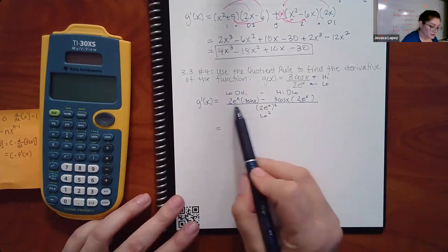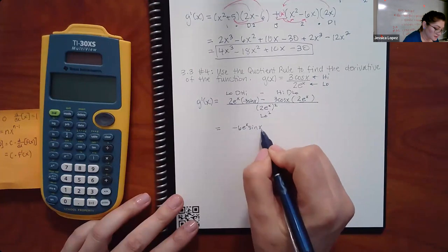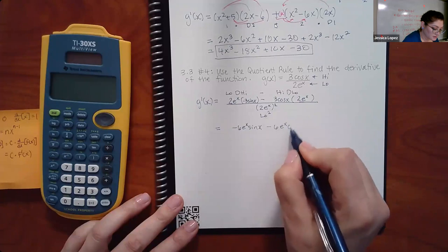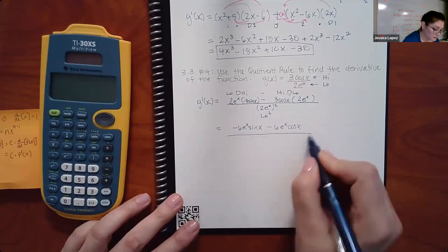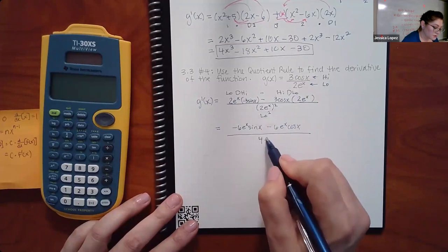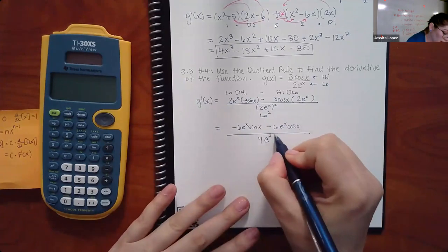And so when I multiply these two guys, I get negative 6 e to the x sine x. And when I multiply these two together, I get negative 6 e to the x cosine x all over. And when I square this, I get 4. But here's the tricky part. What do you get when you do e to the x times itself? Because when you multiply bases and exponents, what do you do with the exponents? You add them. So yes, it will become 2x.